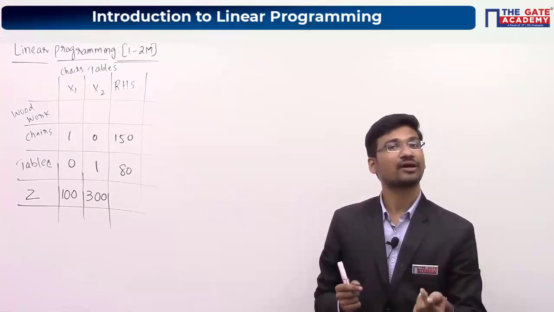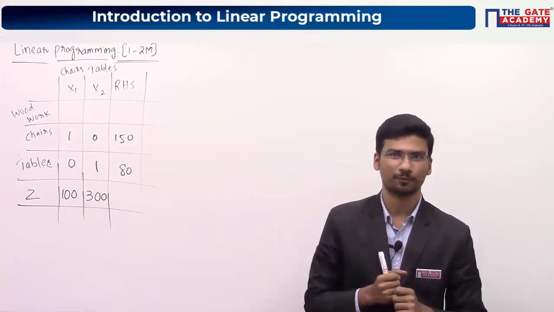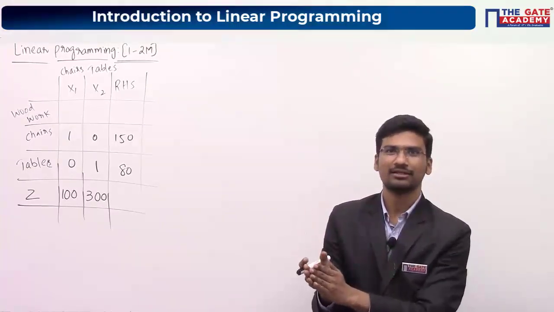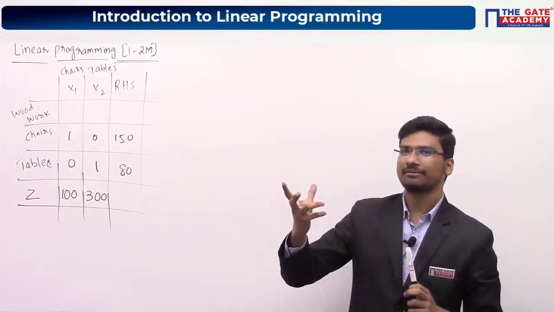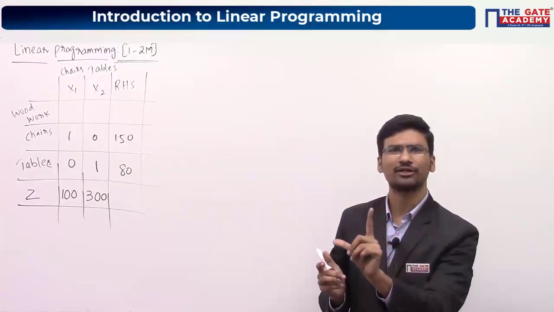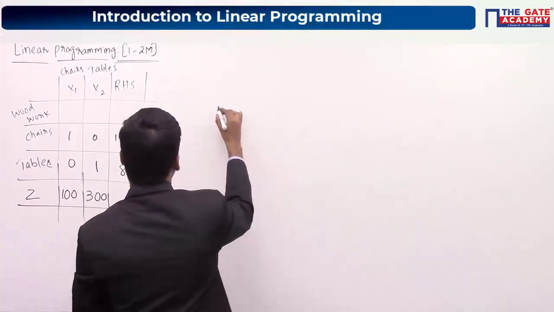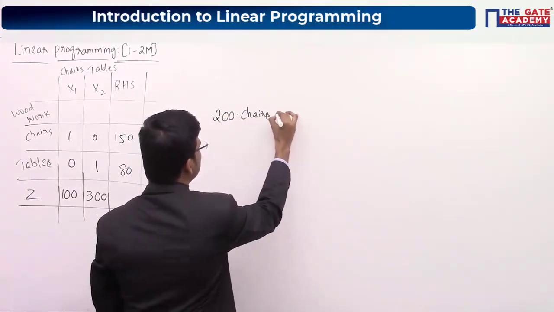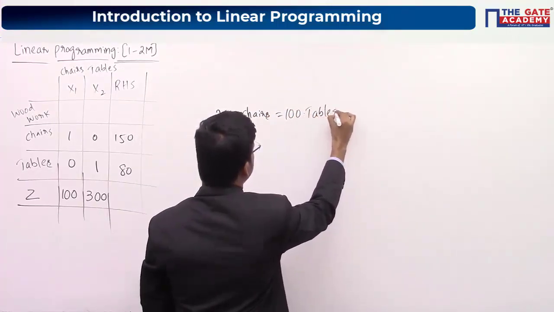Similarly, if they are manufacturing 100 tables, the number of chairs manufactured by them will be 0. Or else they can produce some chairs and some tables, right? So that's what they are saying in the question. Now I'm just giving one statement: the time taken to manufacture 200 chairs will be equal to the time taken to manufacture 100 tables, yes or no? So I'm just using that particular statement.